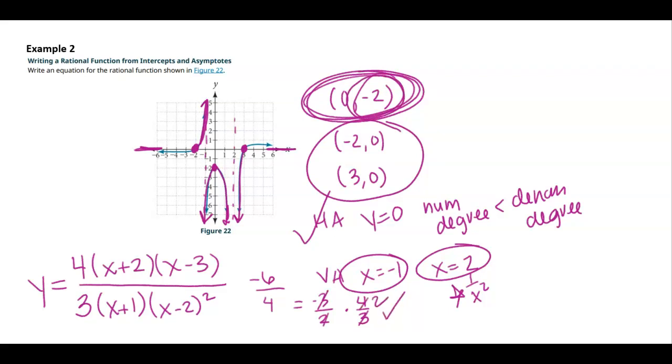Good. So then that has to be my coefficient in the front to make sure that I end up getting the correct y-intercept.